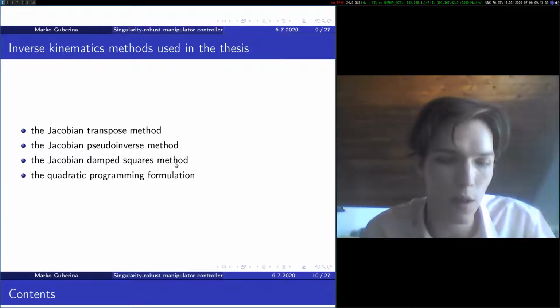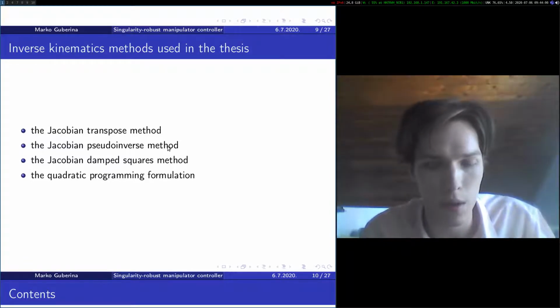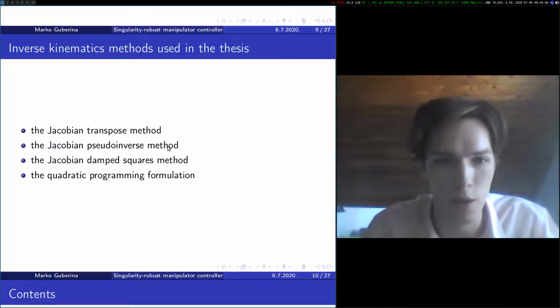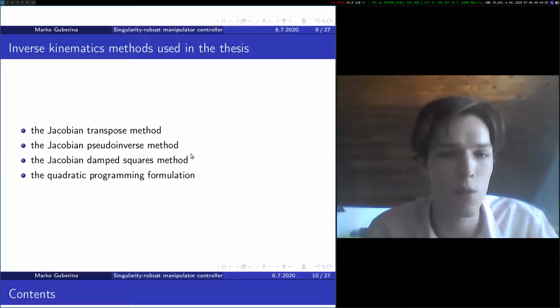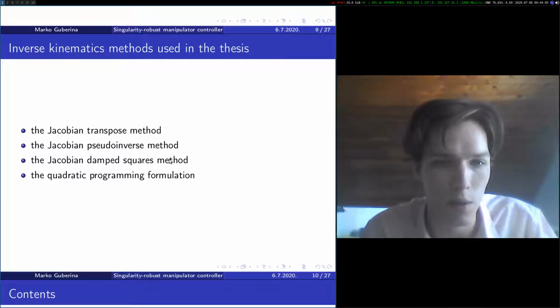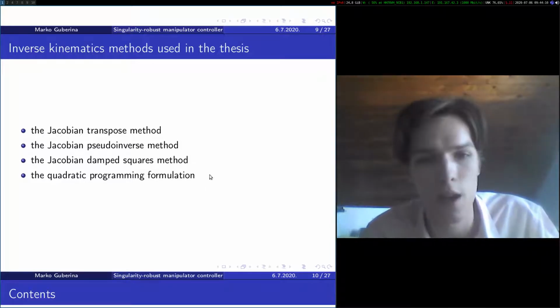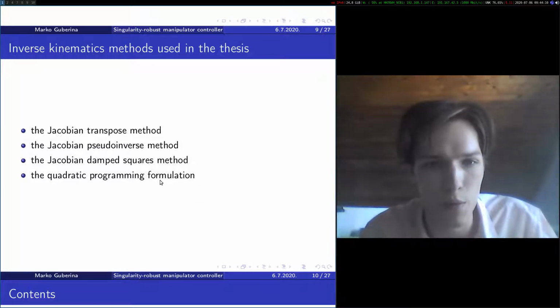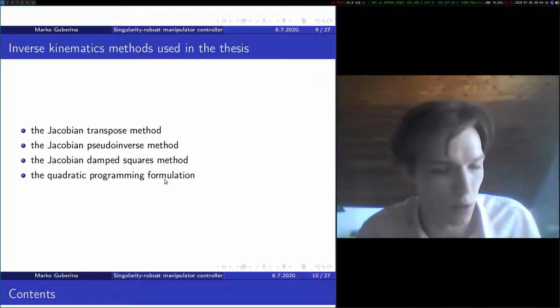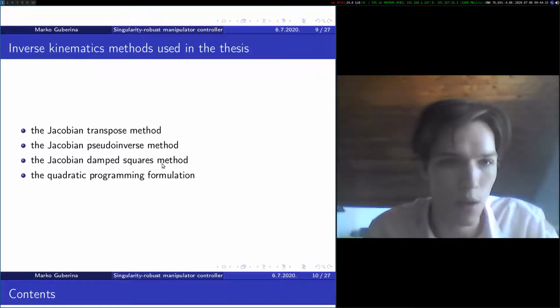However, with that we lose the ability to use the pseudo-inverse null space projection for adding additional tasks. So while this is in a way singularity robust, we will actually use the quadratic programming formulation because it allows us more flexibility and solves all of the thus far mentioned problems.